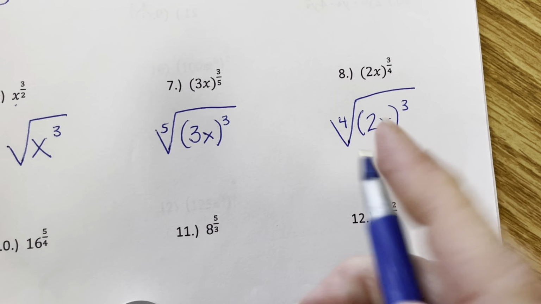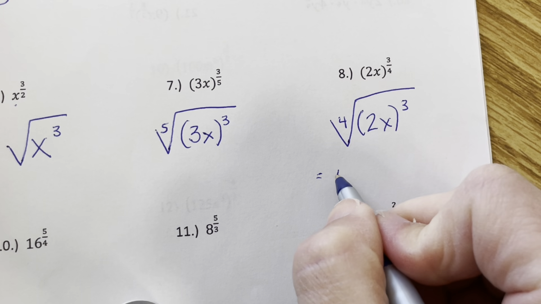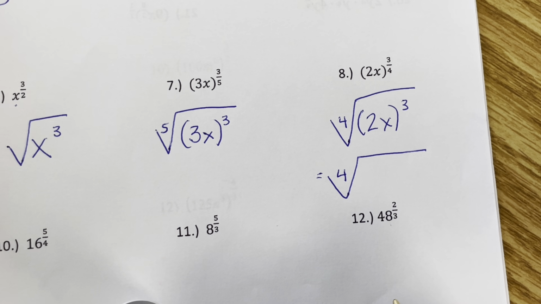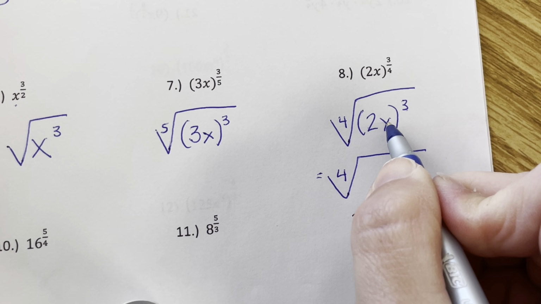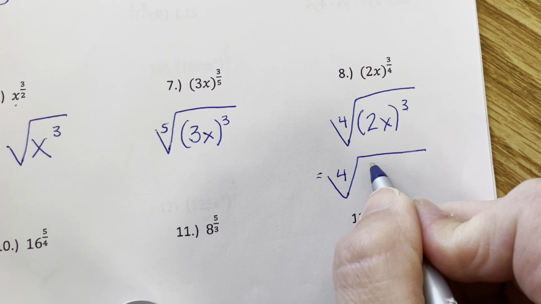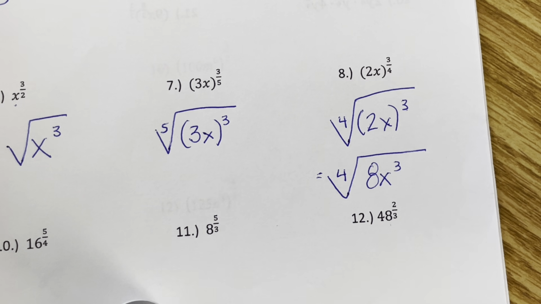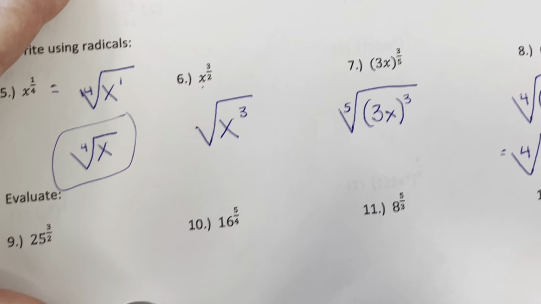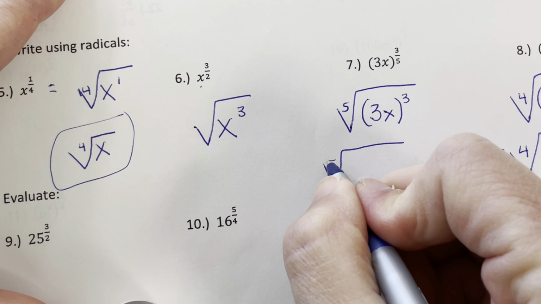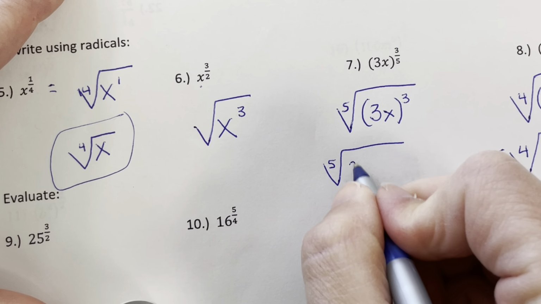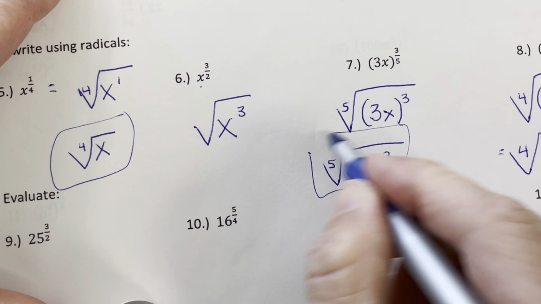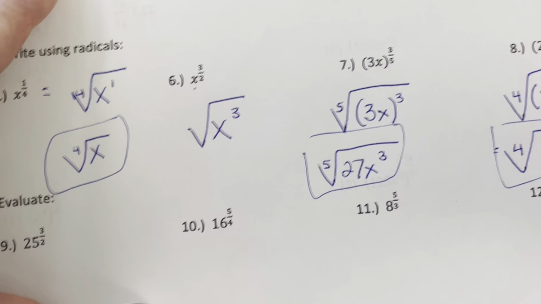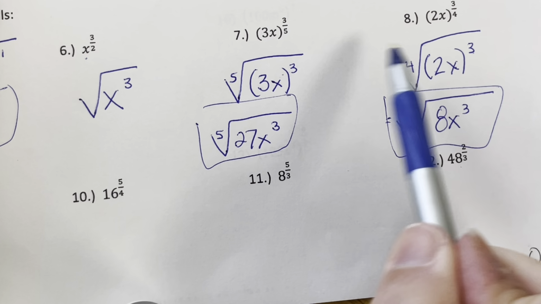One other way you could rewrite 7 and 8 is if I don't want the parentheses in that square root, that power of 3 goes to both of these. So it's 2 to the 3rd, which is 8, and then x to the 3rd. That would be another way you could see that problem. Number 7, if I want to get rid of the parentheses, it's 3 to the 3rd, so that's 27, and then x to the 3rd. This is probably your simplest way, but there's nothing wrong with this step or this step.